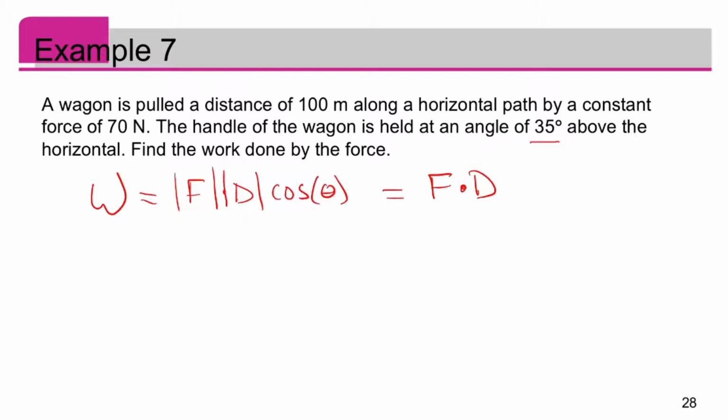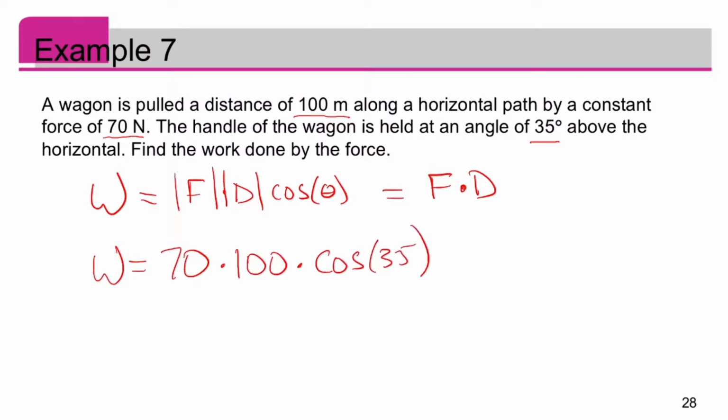So also we're given the magnitudes. The distance that we're traveling is 100 meters, and the force is 70 newtons. So all we have to do to figure out the work is do our force times the distance times the cosine of the angle. And sadly, I don't know the cosine of 35 degrees offhand. So give me a sec here and I'll do it on my calculator.